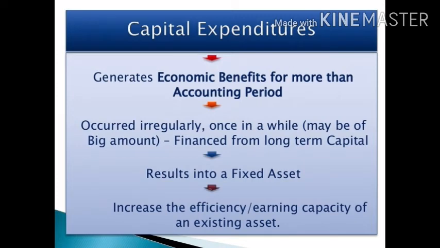Capital expenditure helps to generate economic benefit for more than an accounting period. It occurs irregularly, once in a while, and it is of a big amount, and it is financed from long-term capital. So ultimately capital expenditure results in a fixed asset. It also increases the efficiency or the earning capacity of an existing asset.